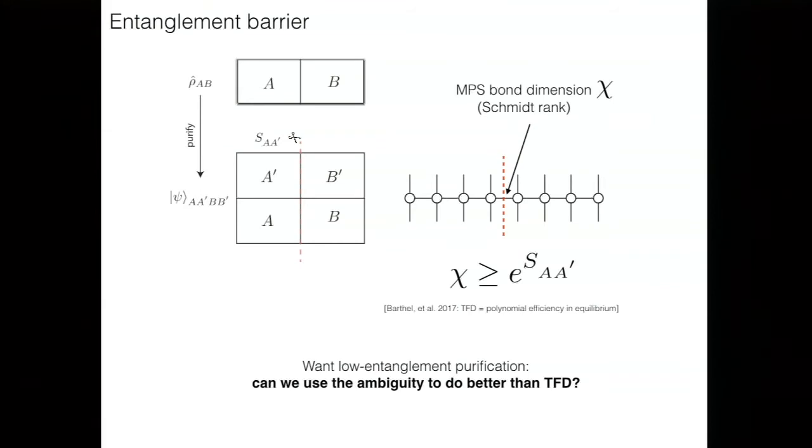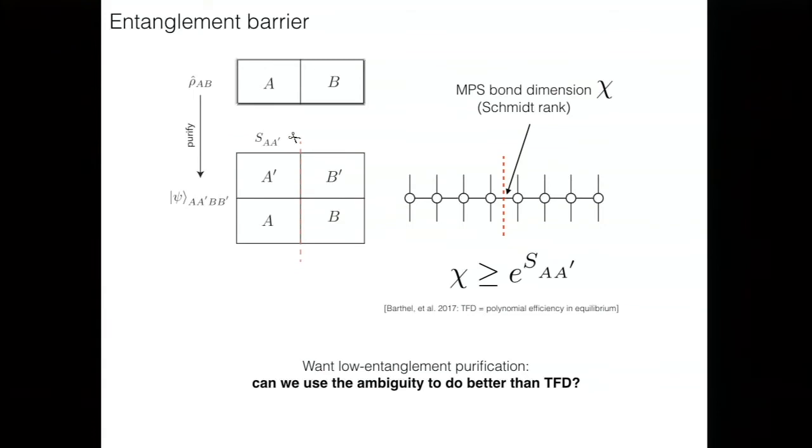So this pure state on the left is being represented as a matrix product state, where these degrees of freedom are the physical ones on the left and right, and the top are the ancilla degrees of freedom on the left and right. Now, what bounds the difficulty of the matrix product state is the entanglement between the entire left and the entire right. And it's not just the entanglement between A and B, it's the entanglement of A plus A prime and B plus B prime. Okay, so let's call that entanglement S_AA'.